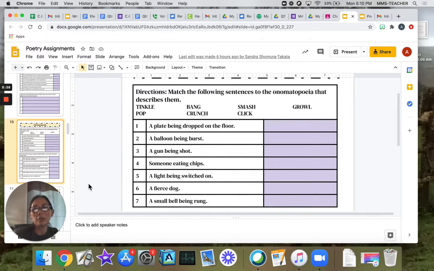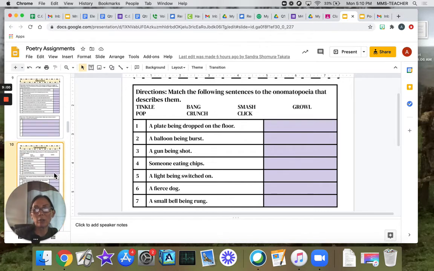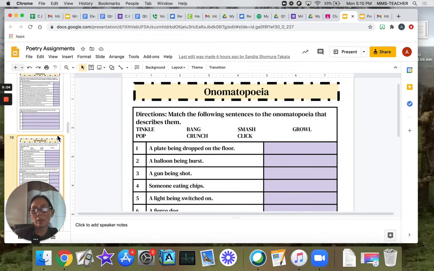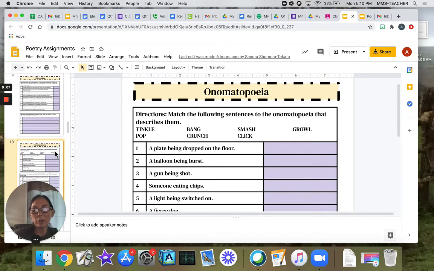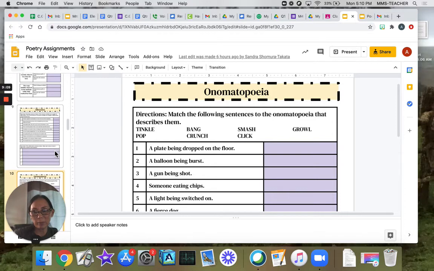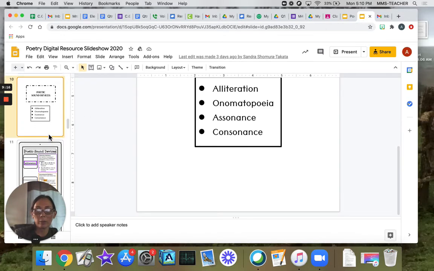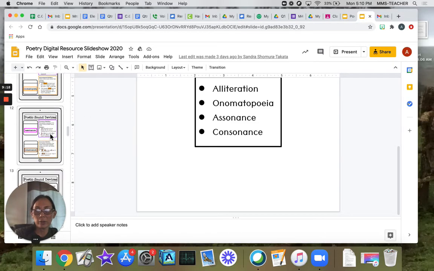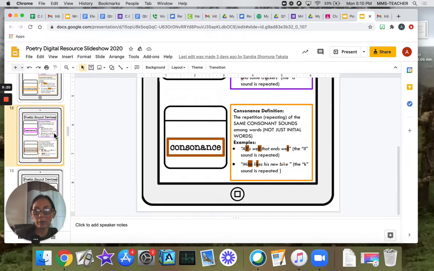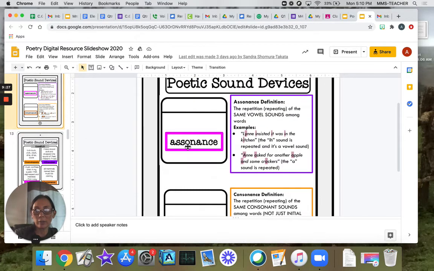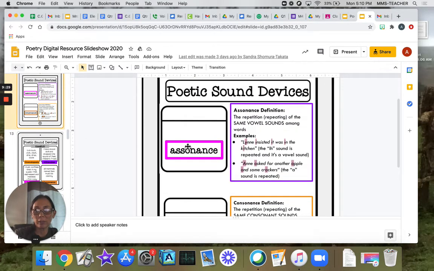Okay, so slides number 9 and 10 are for Friday's homework with alliteration and onomatopoeia. I'm going to go back to our resource slide and go over slides number 12 and 13. Okay, slide number 12. This is actually for Monday.